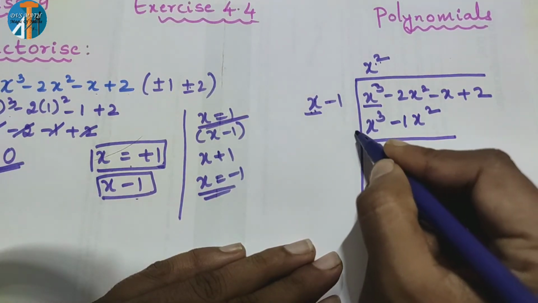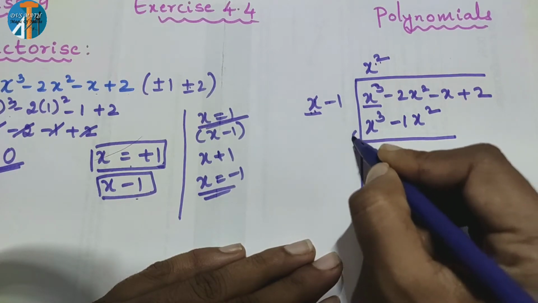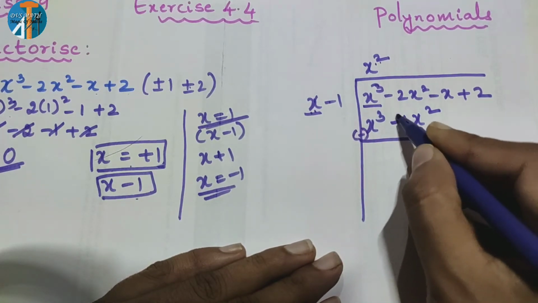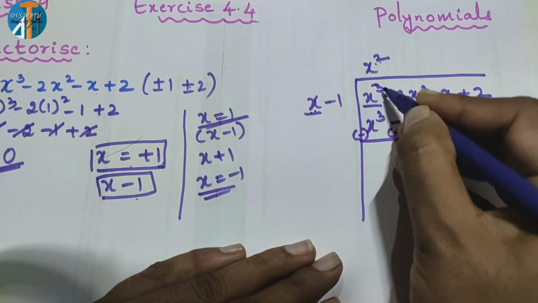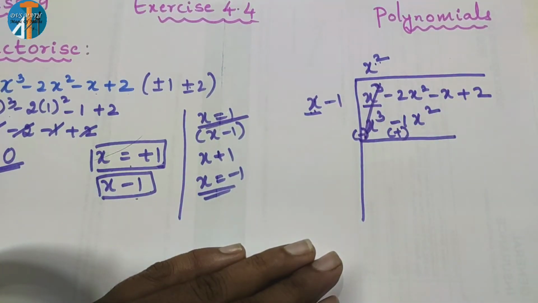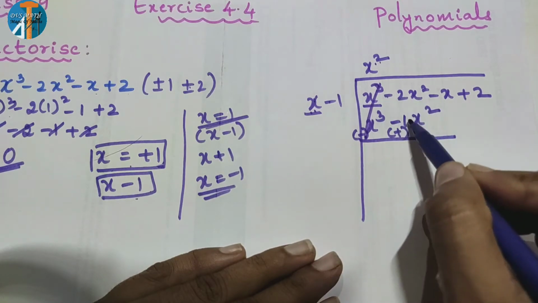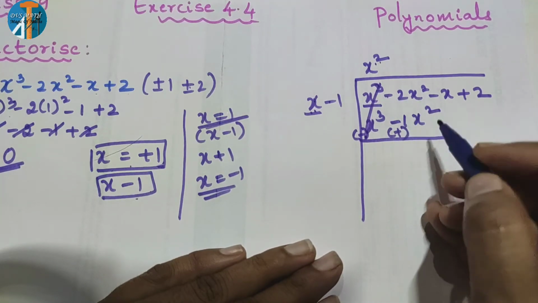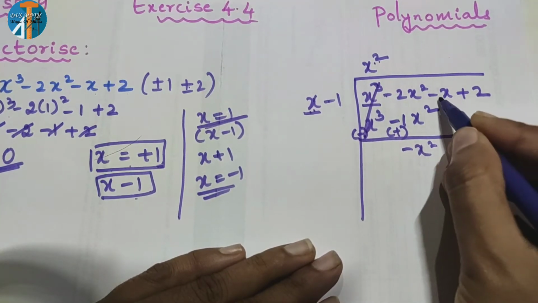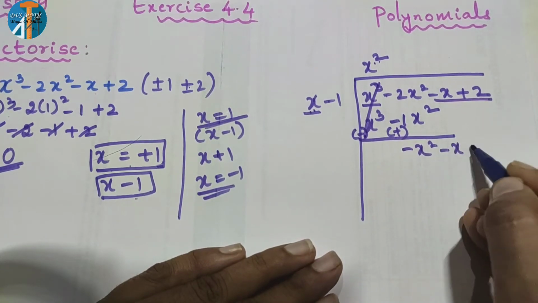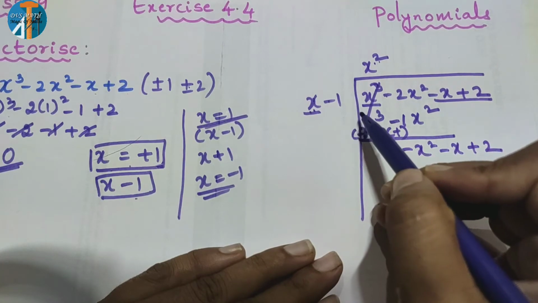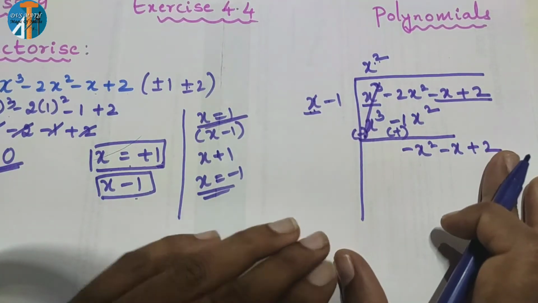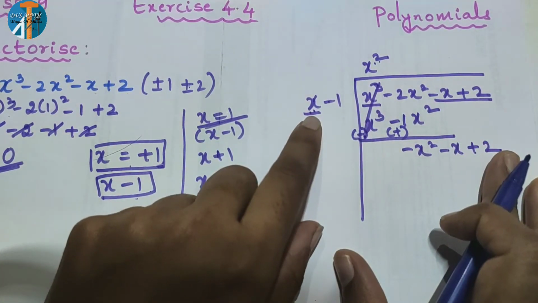At that time you have to change the sign. Here you have plus sign, so make it minus. Here you have minus sign, so make it plus. So plus x cube minus x cube cancel, so remaining will be minus 2 plus 1. Minus 2 plus 1 you will get minus x square. Other than this you copy as it is, minus x plus 2. Observe carefully. Every time you divide the polynomial, you have to observe the first term.